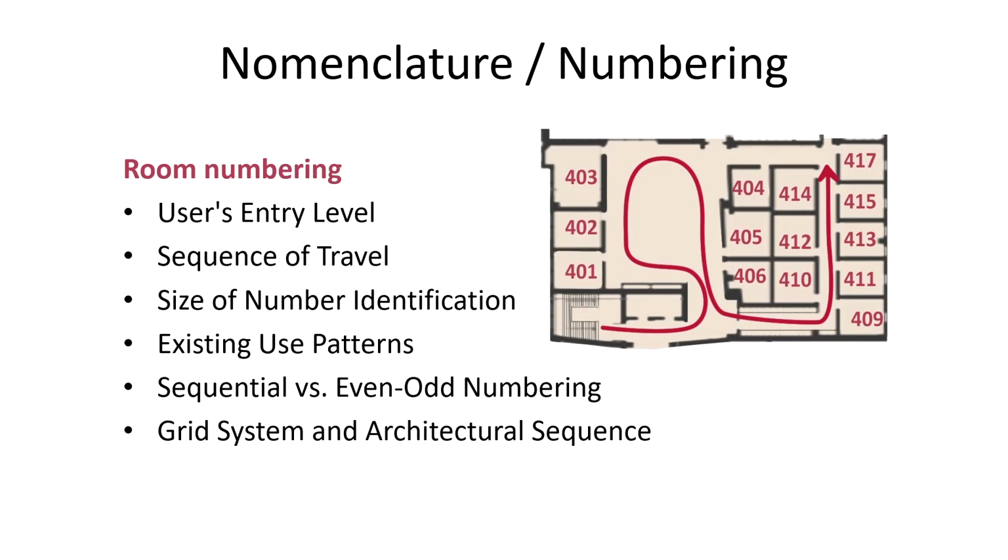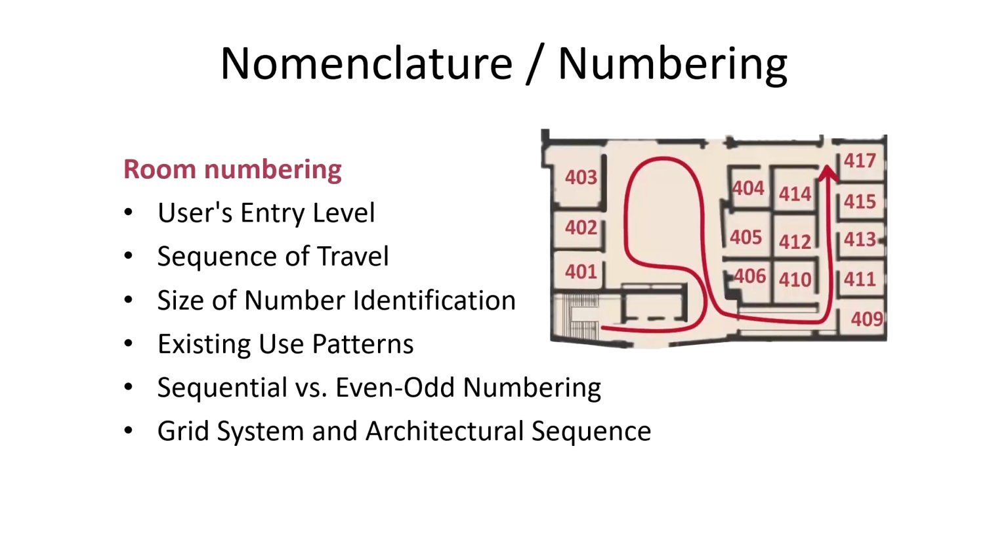When determining the floor and room number system, several factors must be taken into consideration for optimal usability and efficiency. What is the user's entry level? Where is the starting point? How and from where is the user entering? What is the sequence of travel? So, here the user entry level in this plan is from the staircase and the lifts. What is the sequence of travel? That means how am I traveling? This red line is indicating the same.